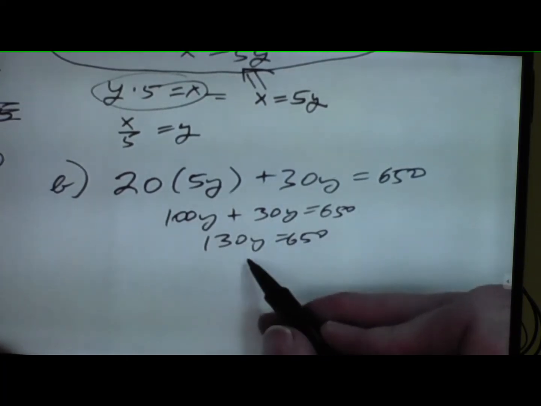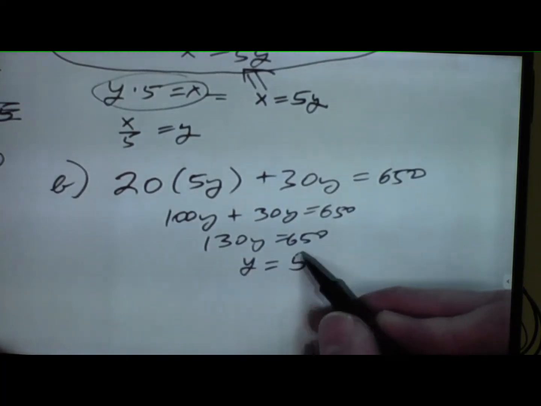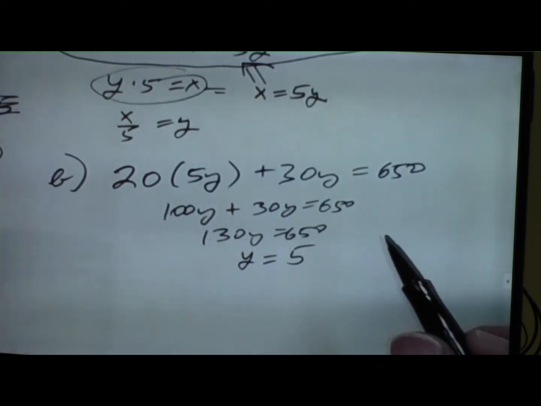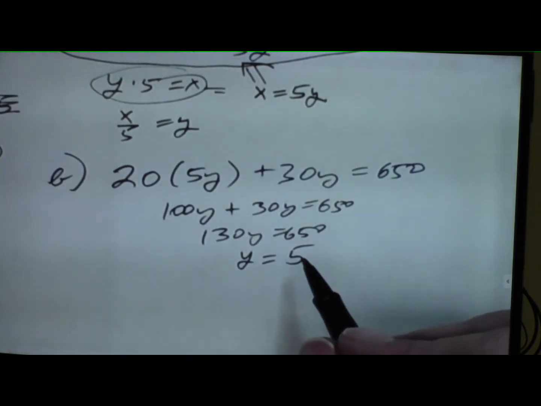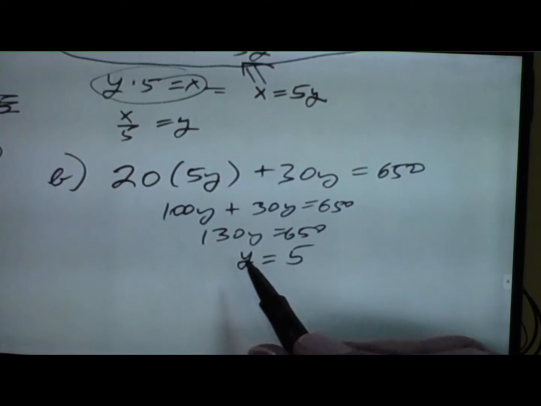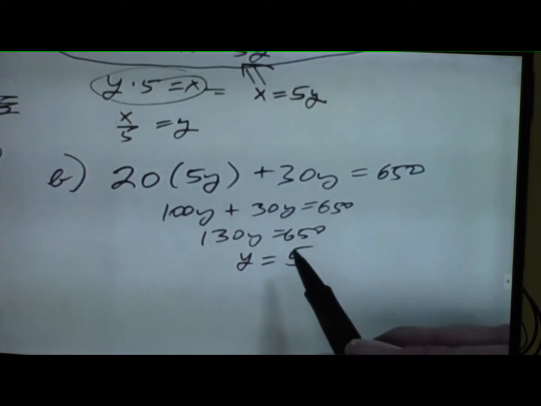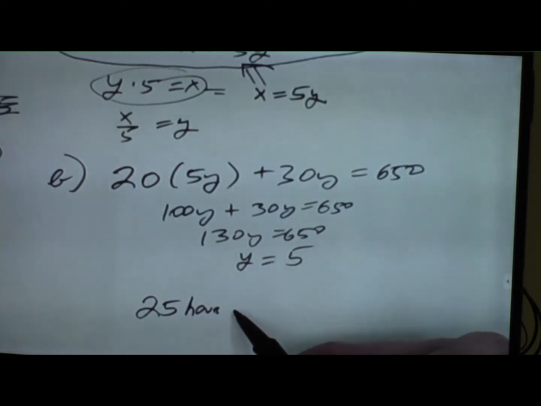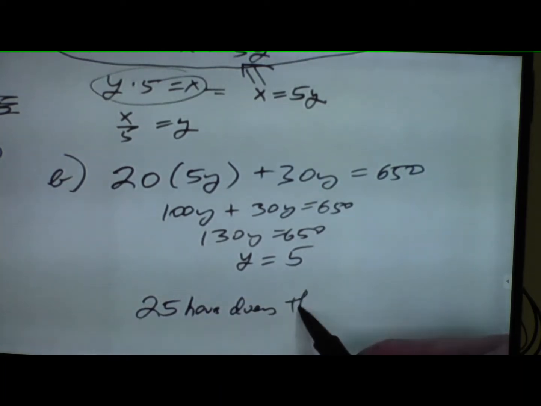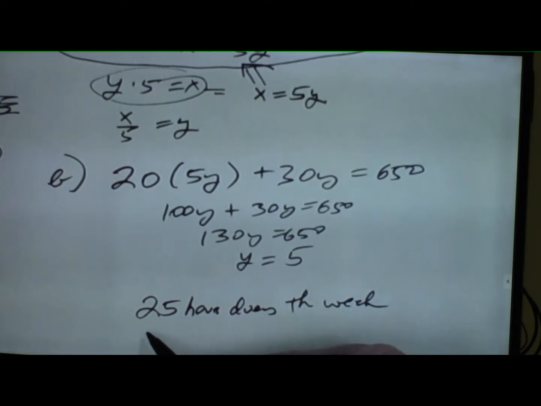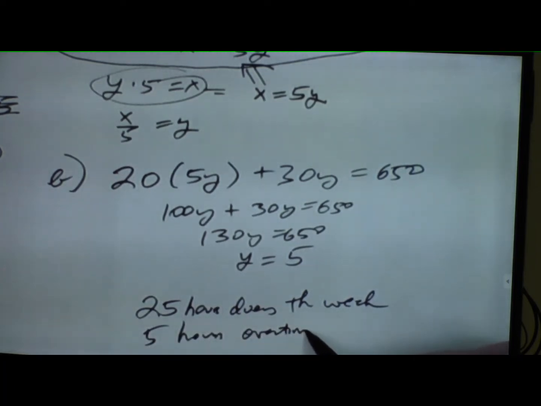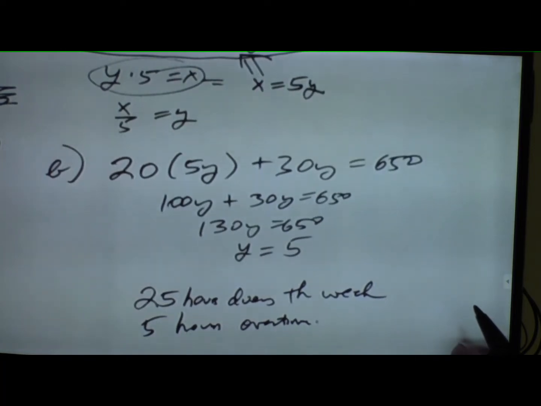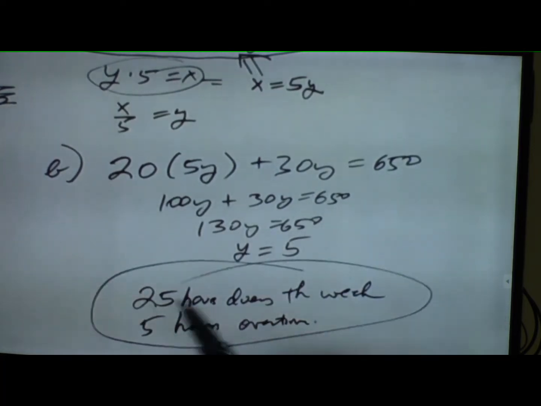That was an easy one for me because I already figured that one out. Y is equal to 5. So that tells us there's 5 hours on overtime because Y is the overtime of weekends. So 5 times that would be 25. So 25 hours during the week, 5 hours overtime. Okay, now, I could say that's the whole answer.